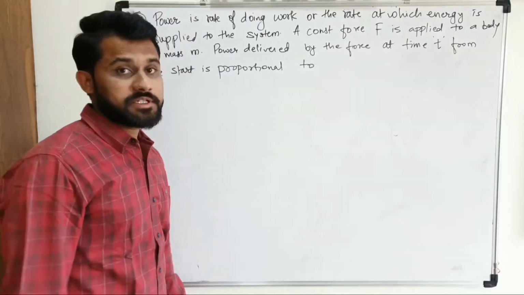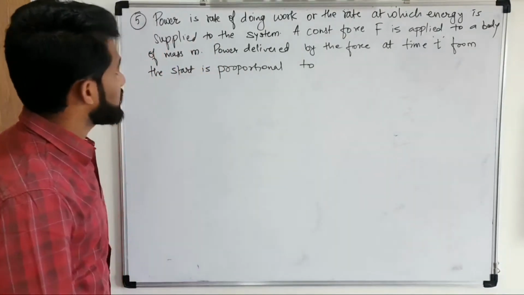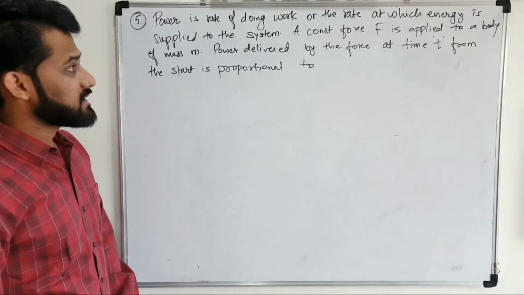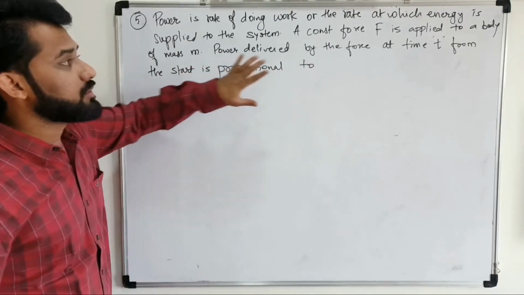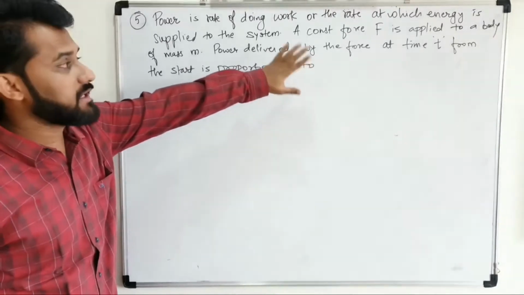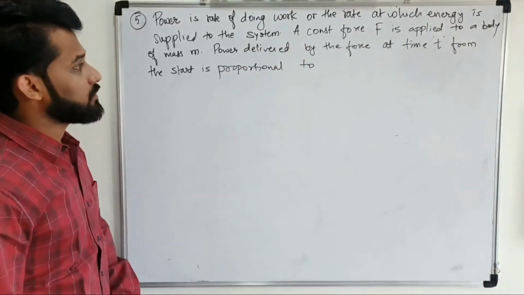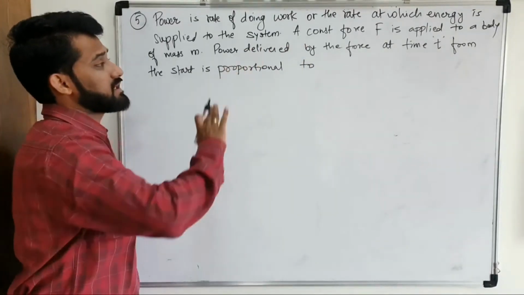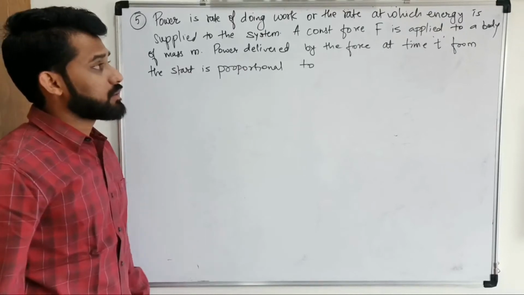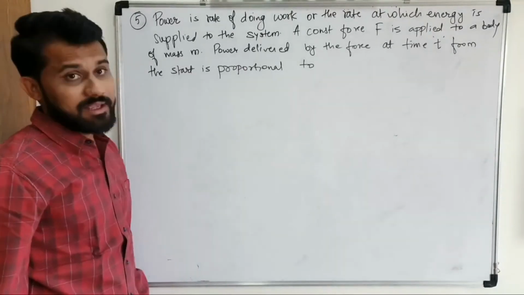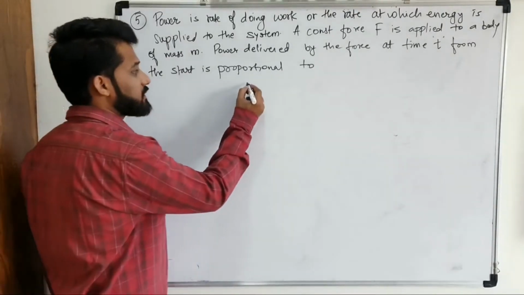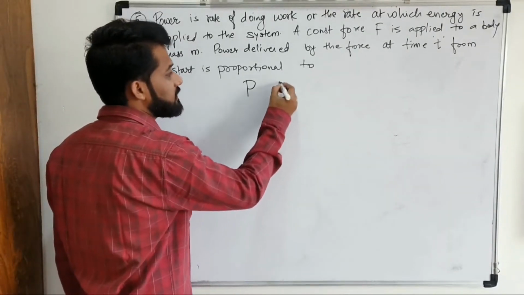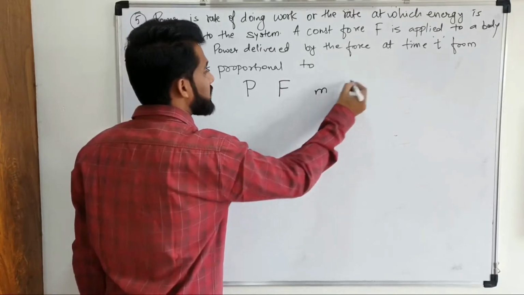Okay, so the next question is question number 5, and in the fifth question it is asked that power delivered by the force is proportional to time. Which power of time? T raised to 1, T raised to 2, root T. Options are given. So basically this question is based on dimensional analysis, and the question is what is the relation between power, force, mass and time.